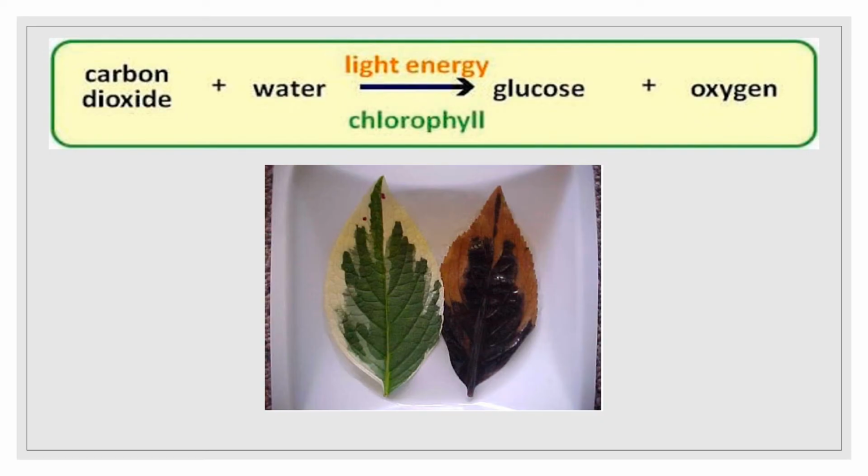So here is a word equation of the process of photosynthesis. So as you can see, carbon dioxide plus water in the presence of light energy, which is sunlight, and chlorophyll gives glucose and oxygen. Glucose is nothing but the carbohydrate or the sugar that plants produce.